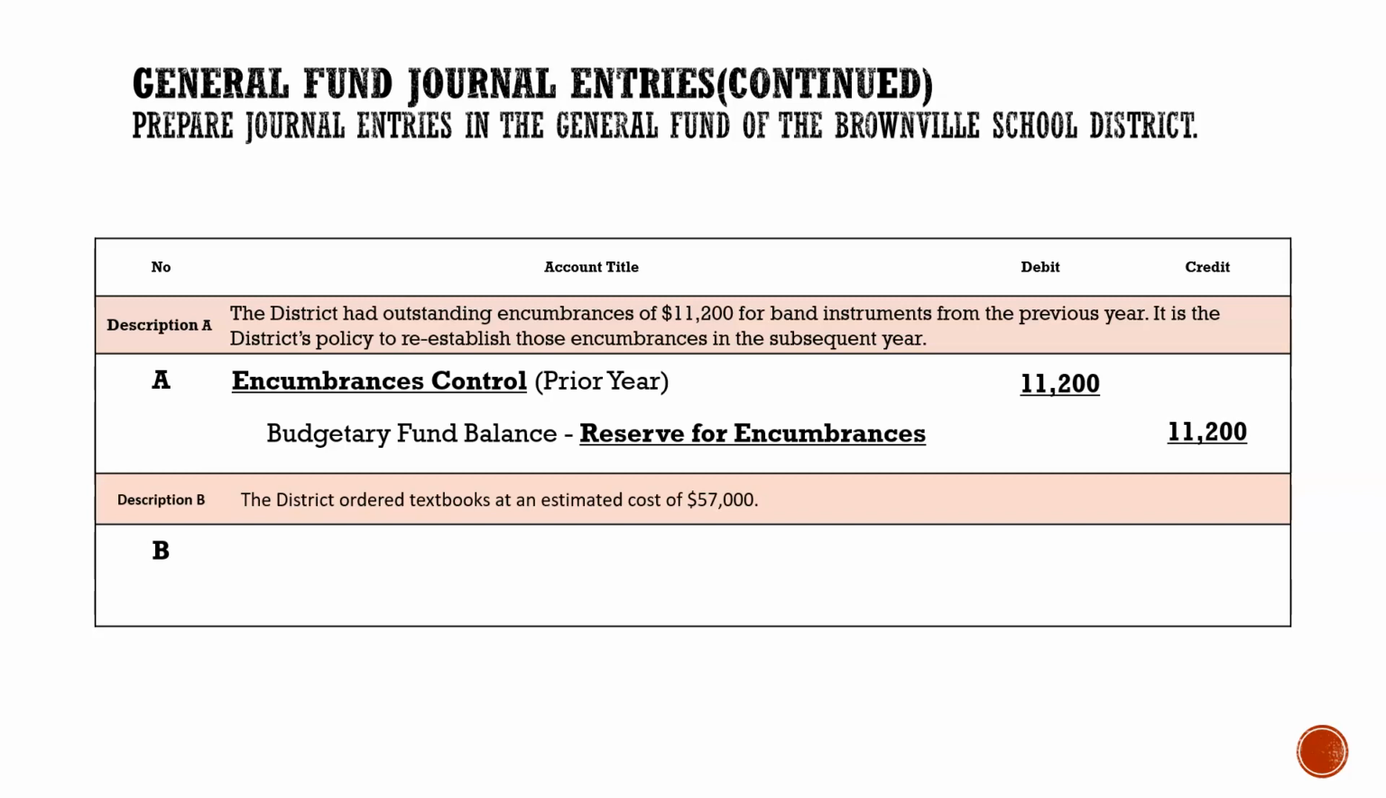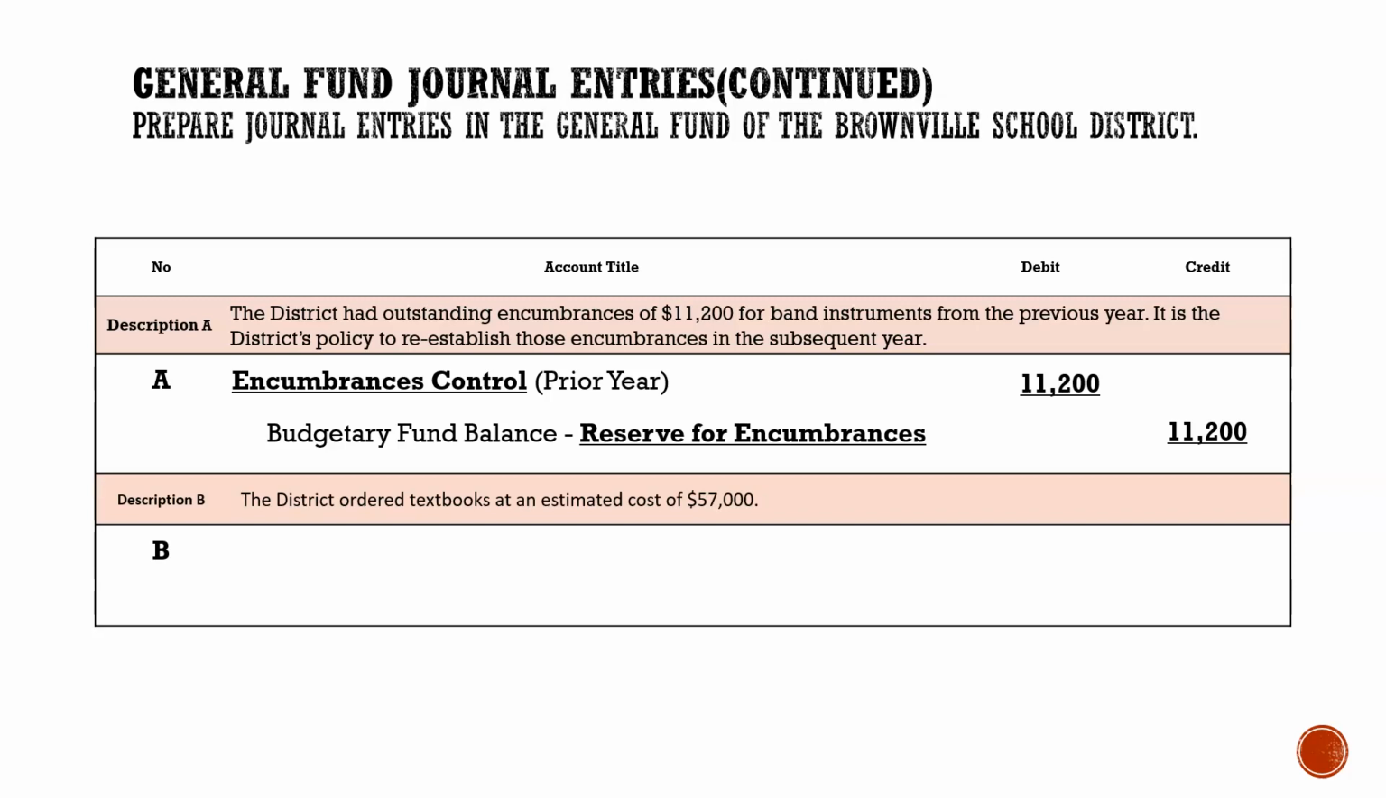So in description B, journal entry 2, it tells us that the district ordered textbooks at an estimated cost of $57,000. So in governmental and not-for-profit accounting, particularly on the governmental side, when you see that word ordered or placed in order, has invoices for things like that, you know you're going to be encumbering some money, okay?